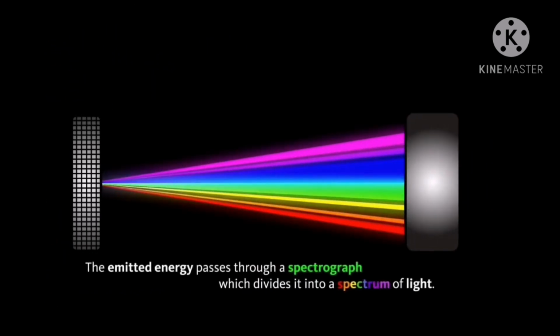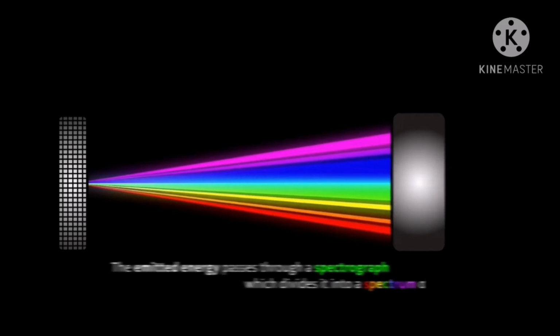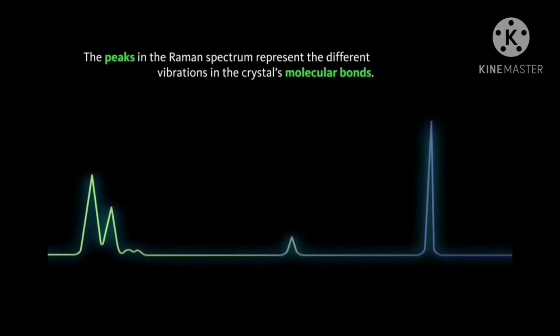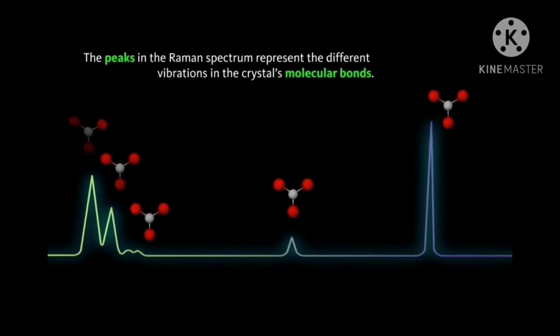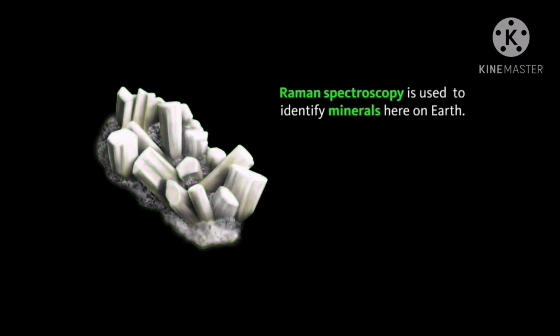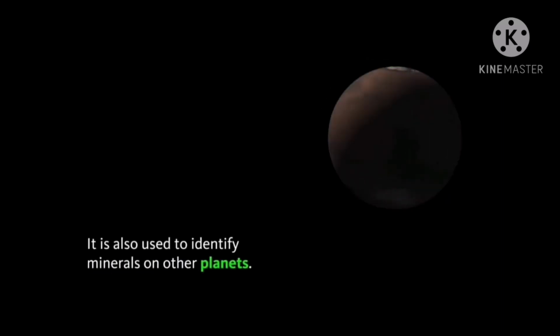Next, the emitted energy passes through a spectrograph which divides it into a spectrum of light. A CCD detector is used to analyze the spectrum and converts it into an electrical signal. The peaks in the Raman spectrum represent the different vibrations in the crystal's molecular bonds. This is because each mineral has its own unique spectral fingerprint. Thus, Raman spectroscopy is used to identify minerals here on Earth, such as aragonite, and also minerals on other planets, like Mars.